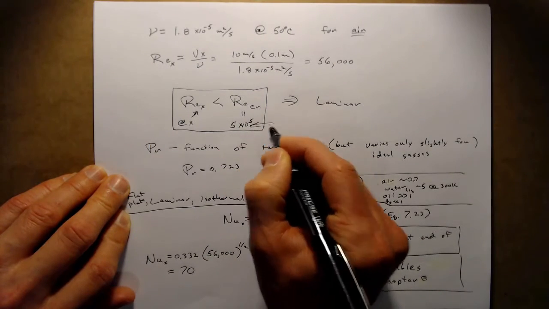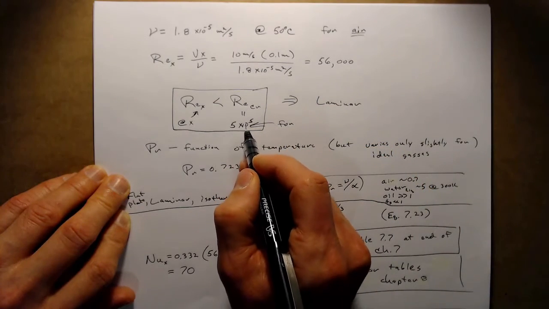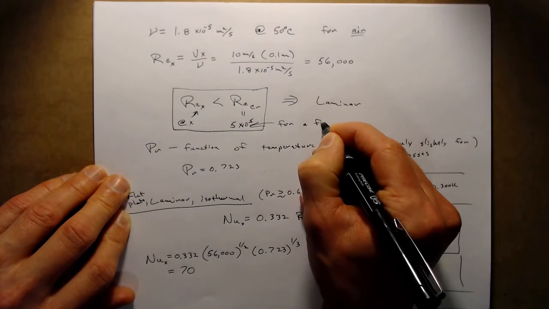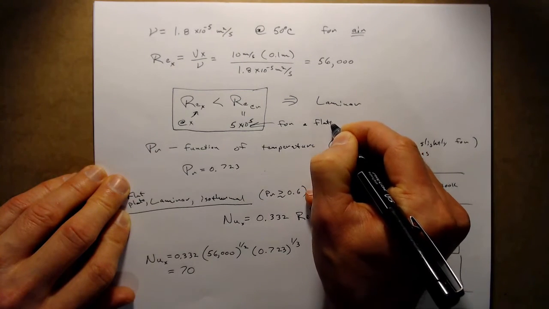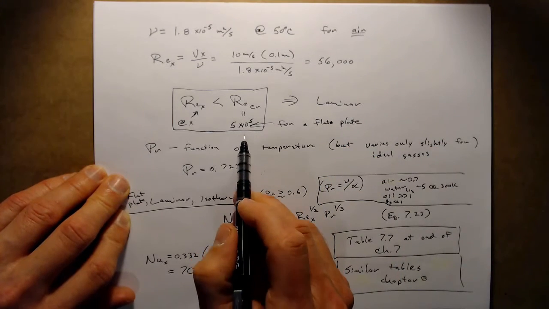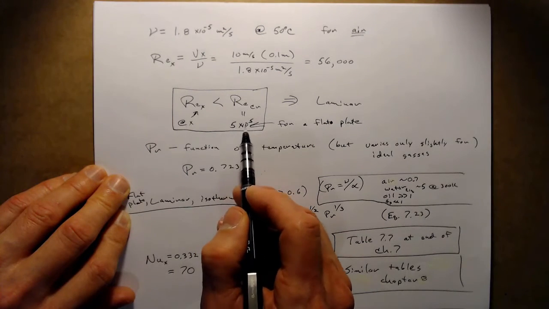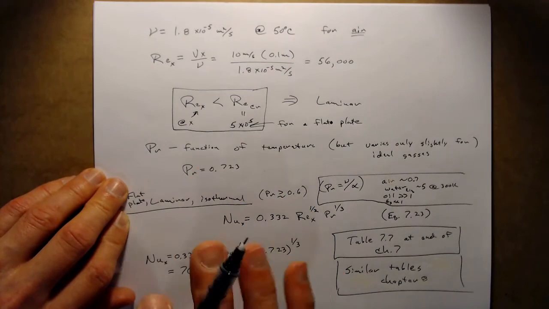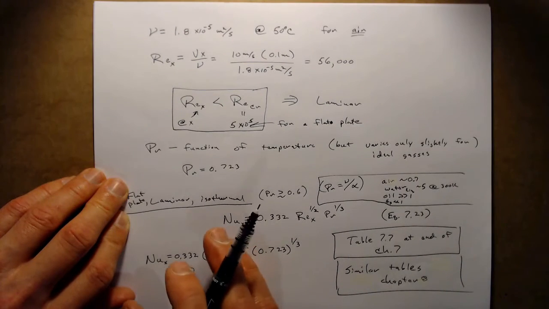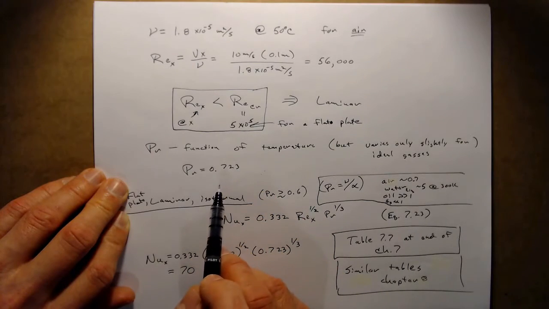For a flat plate, that critical Reynolds number is about 5 times 10 to the 5th. In reality, it can vary with roughness of the plate and other conditions of the flow, but your book uses a single number of about 5e to the 5th, and that's good. It may vary by maybe a factor of 2, a factor of even 5 on either side of that, but this is a good number to use.